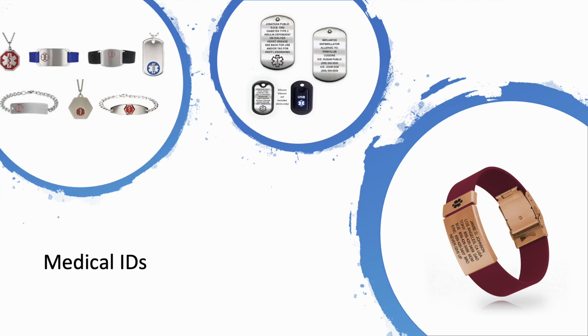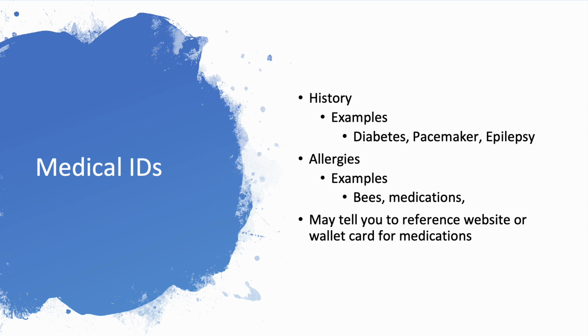So here are some examples of some medical IDs. So bracelets, necklaces, anklets even at this point, and there's an app on your phone. All these are considered medical IDs. They're going to give you a history, things like diabetes, pacemaker, epilepsy. They might give you an example of allergies like bees or medications, or they can refer you to a QR code or a website to get you a little bit more information.